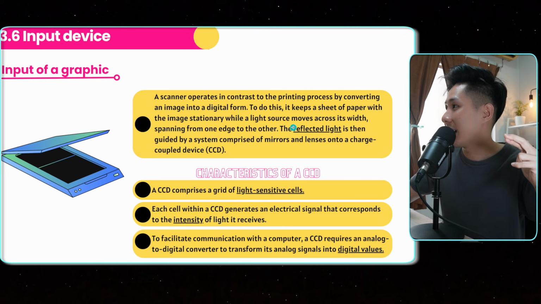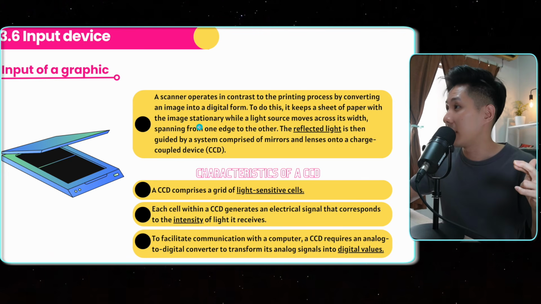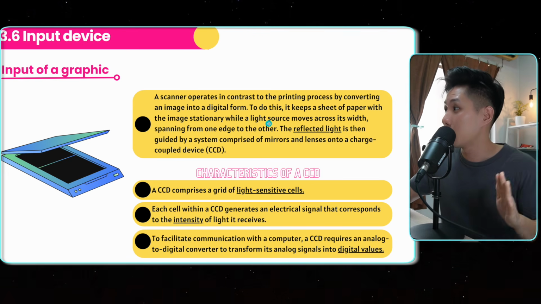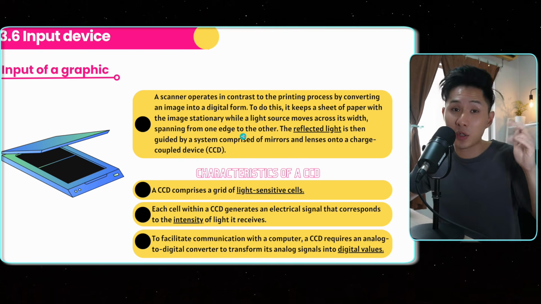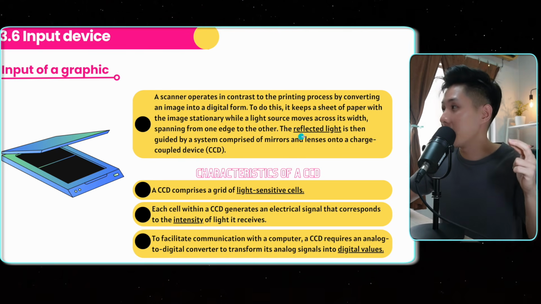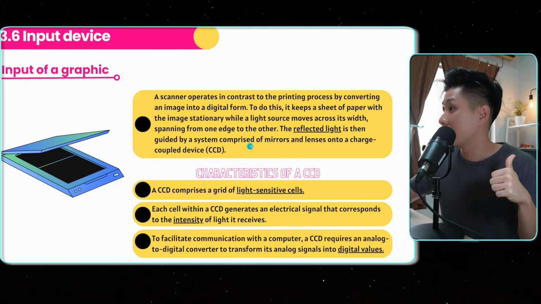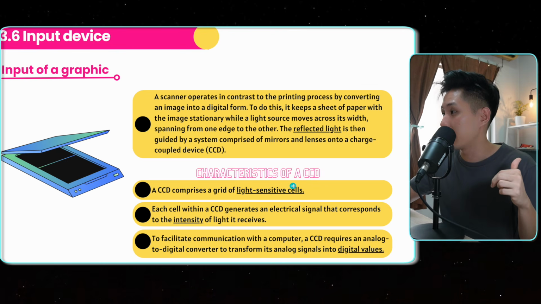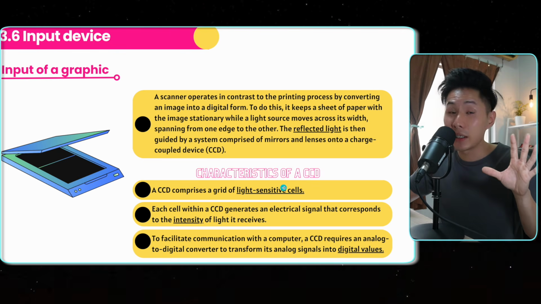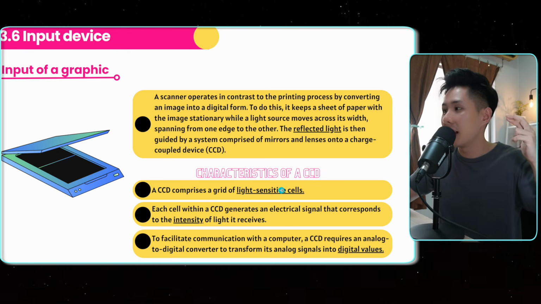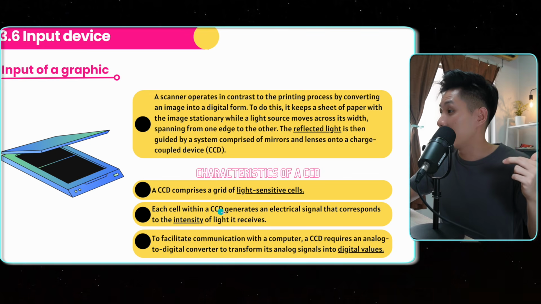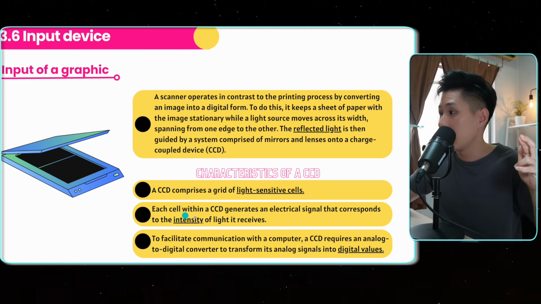How it works is that it keeps a sheet of paper with the image stationary while a light source moves across its width, spanning from one edge to another. They work by the concept of reflection of light, guided by a system comprised of mirrors and lenses onto a charge coupled device. So here are some of the characteristics of a charge coupled device. They have a grid of light sensitive cells to receive the light, and each cell within a CCD generates an electrical signal that corresponds to the intensity it receives.